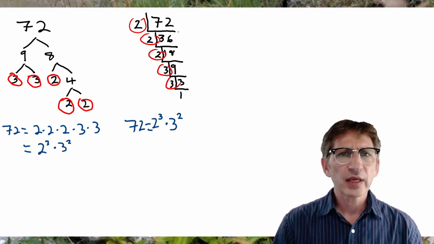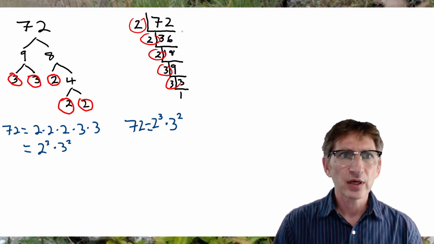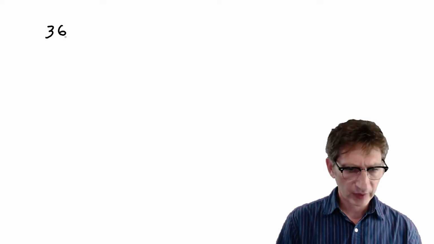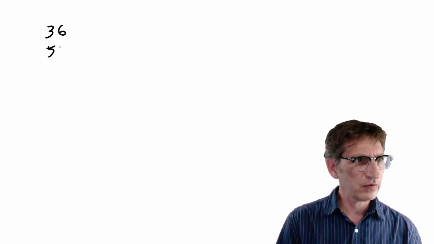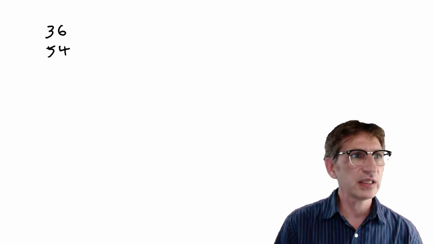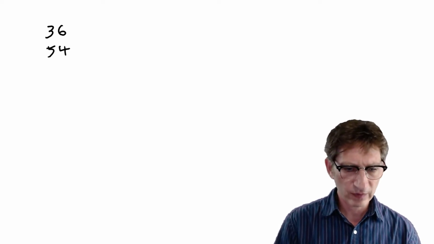Now let's take a look at greatest common factor. So greatest common factor, we're considering what is the biggest factor of 2 or more numbers. Let's start with, how about 36 and 54? We want to know what's the biggest number we can divide evenly into both 36 and 54.